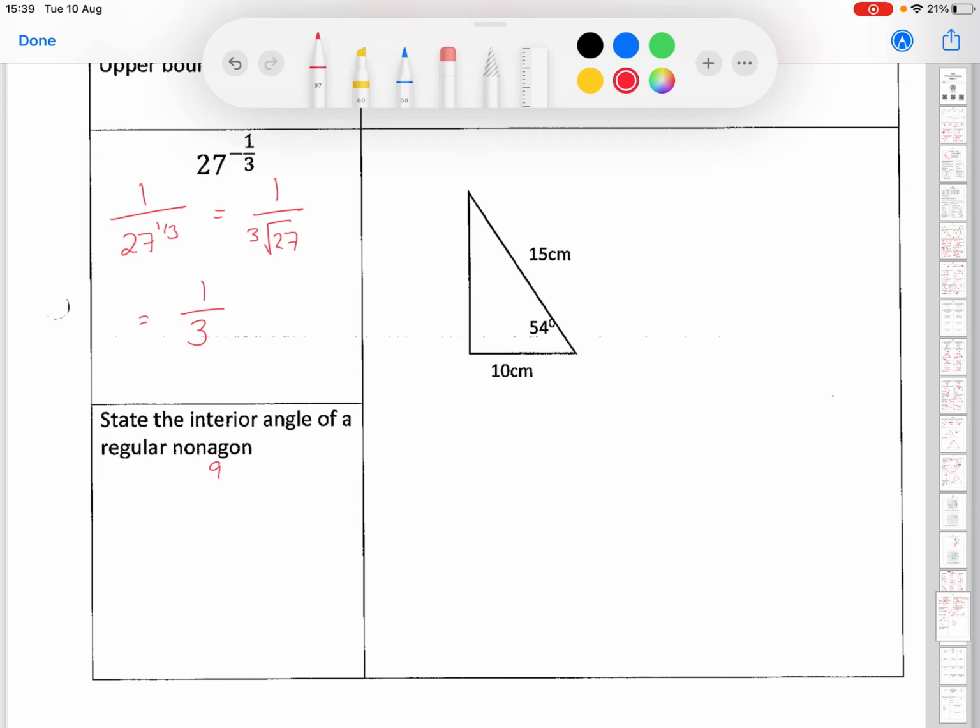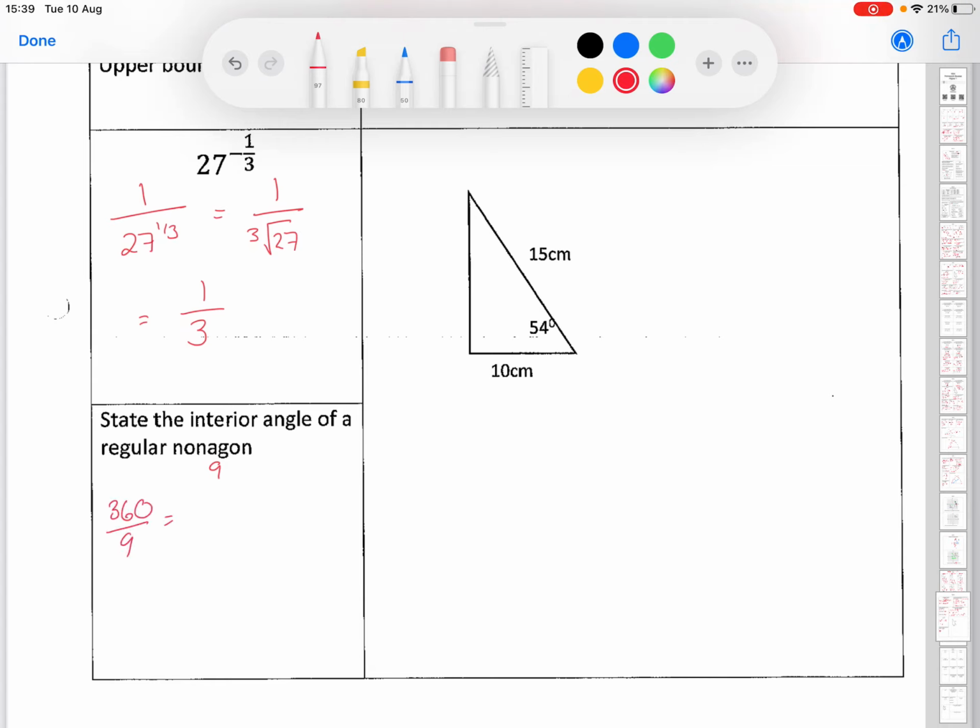I'm going to do the one underneath now. So we've got to state the interior angle of a regular nonagon. A nonagon has 9 sides. Now you can do this a number of different ways. You could work out the sum of the angles by doing 180 times 9 minus 2, which is 180 times 7, and then divide it by 9.